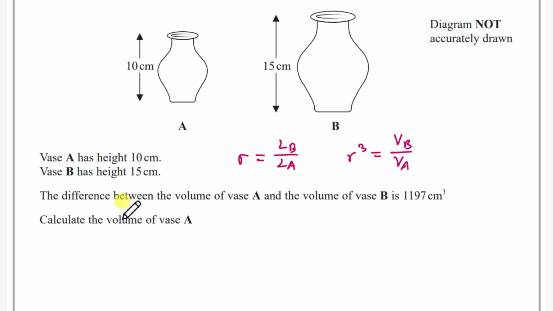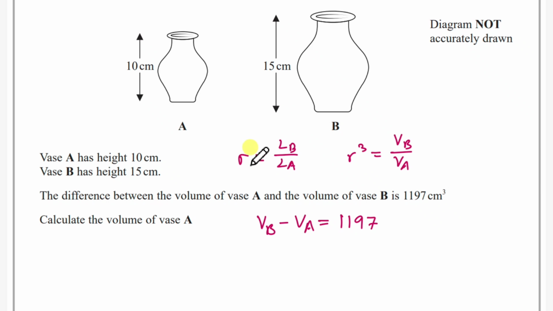Now, they tell us the difference between vase A and vase B is that value there. We're going to assume that B is the big one because it actually is bigger. So that means VB minus VA is going to be 1197. Now we've got three equations, so let's see what we can do. Let's work with the first one.